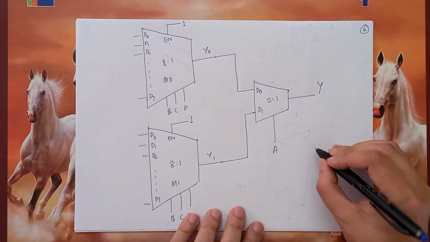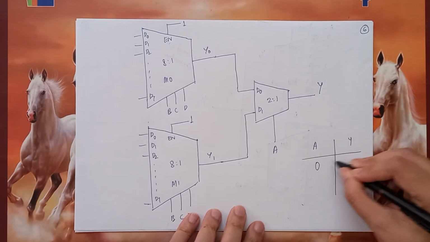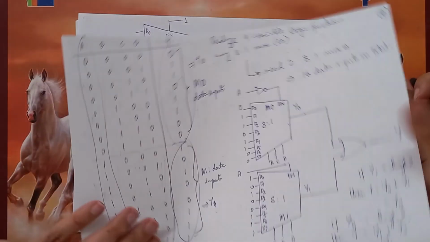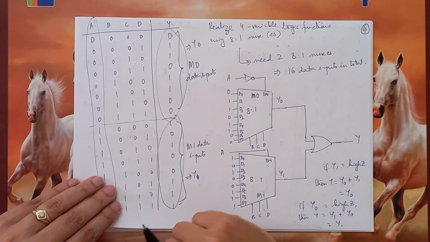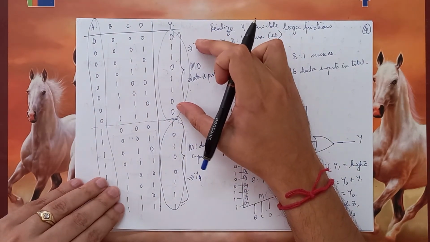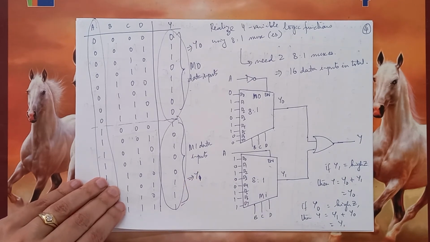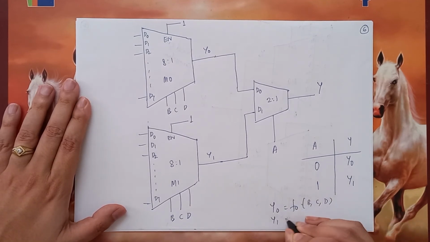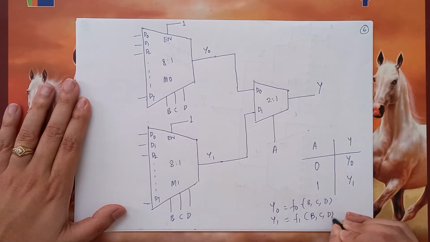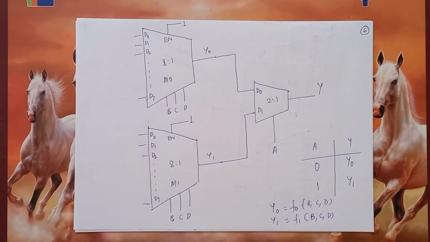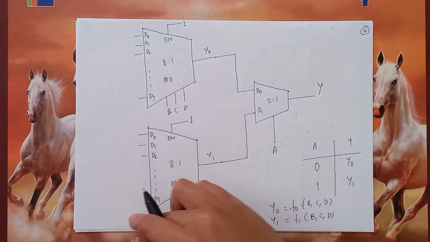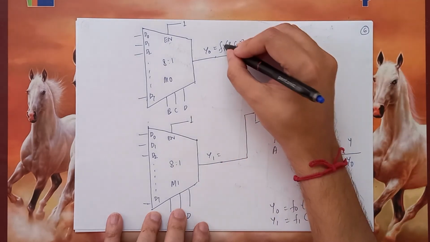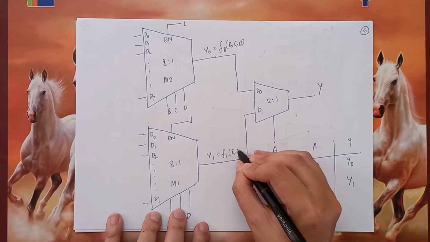Right? So let's write it again. So when A is 0, Y will be equal to Y0. And when A is 1, Y will be equal to Y1. Now, suppose we want to actually put a number over here, or we want to actually quantify the stuff. So Y0 is some function of B, C and D, and Y1 is some function of B, C and D. So I can say that Y0 is some function F0 of B, C and D, and Y1 is some function F1 of B, C and D. Whatever they mean, those same functions, the inputs are given over here, inputs are given over here. So this will be F0, and this will be F1 of B, C and D.